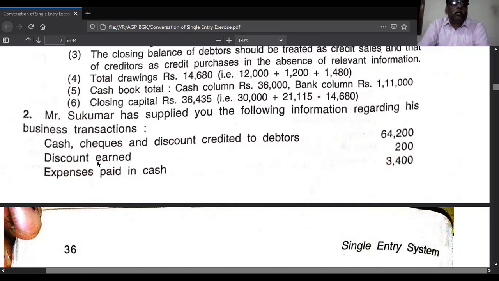We will see in the next stage the clue for the splitting of this amount. Discount earned comes on the creditor account debit side, P&L account credit side. Discount. Expense paid in cash comes in the cash account credit side by expense and comes in the P&L account debit side.